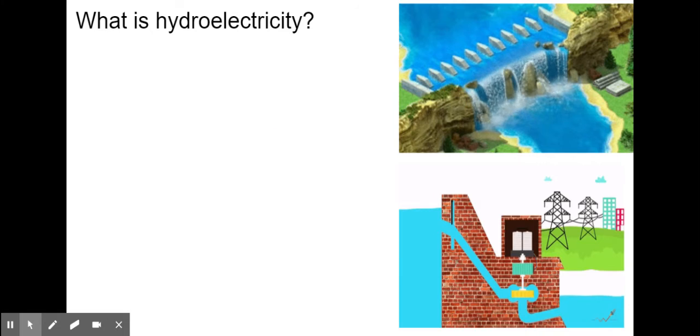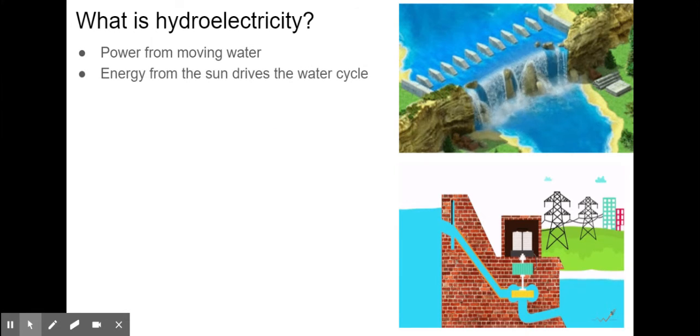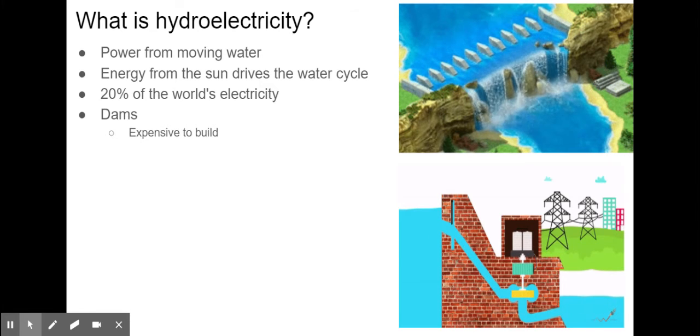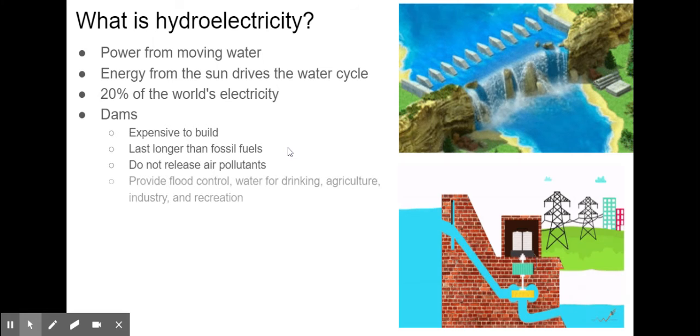What is hydroelectricity? It's power from moving water. Energy from the sun drives the water cycle. 20% of the world's electricity is hydroelectricity. They use dams. Dams are expensive to build. They last longer than fossil fuels. They do not release any air pollutants. They provide flood control, water for drinking, agriculture, industry, and recreation.